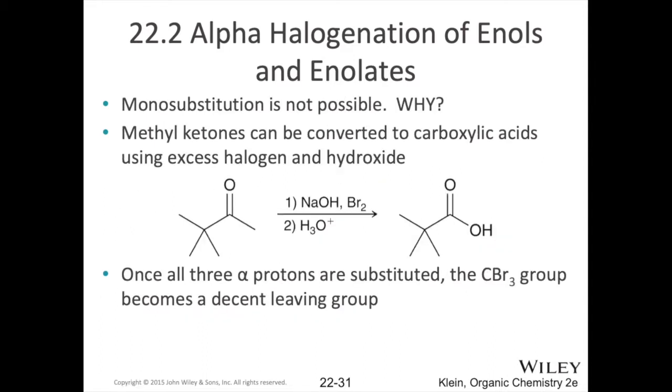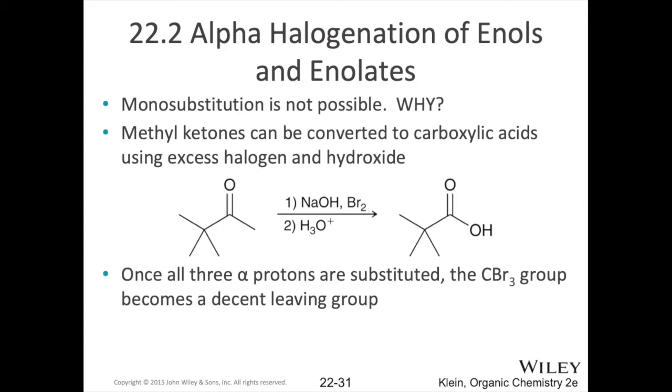Okay, so that being said, oftentimes having just one of those protons swap out for a halogen is not likely. If you have multiple protons present, you tend to have multiple substitutions. In the case of a methyl group, this is especially apparent. If you have a methyl ketone, you can substitute all three of the protons on that alpha carbon for a bromine. What then happens is that becomes a good leaving group.